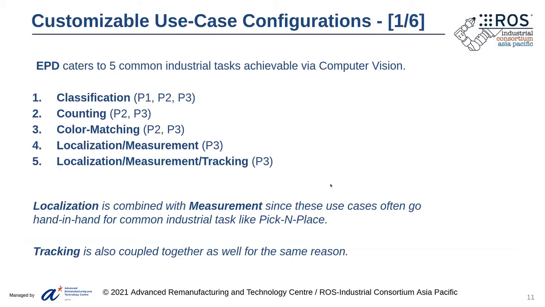And then to just delve deeper into the use case, and this is what you will see in the GUI later on when I show you the video. The classification can be done for all the precision models. Counting is relegated to P2 and P3, color matching P2 and P3. Localization is P3, and localization tracking is P3. Now you might be confused as to what this P1, P2, P3 means.